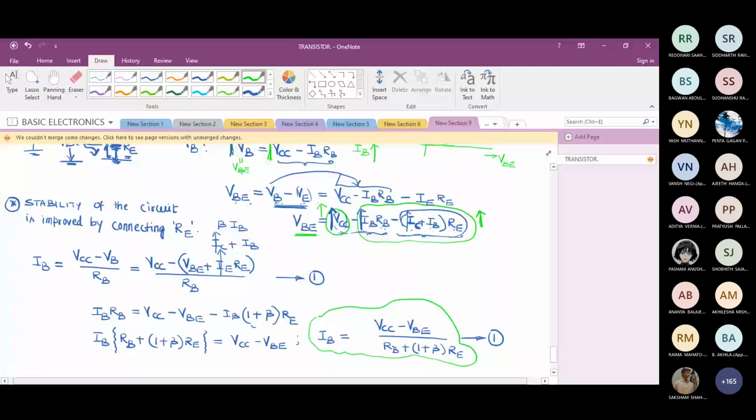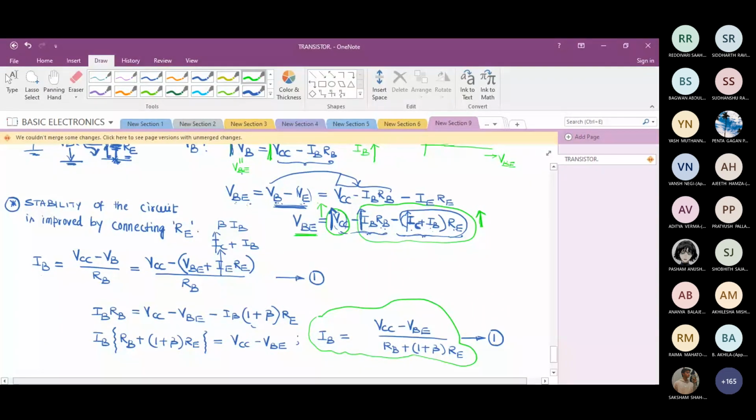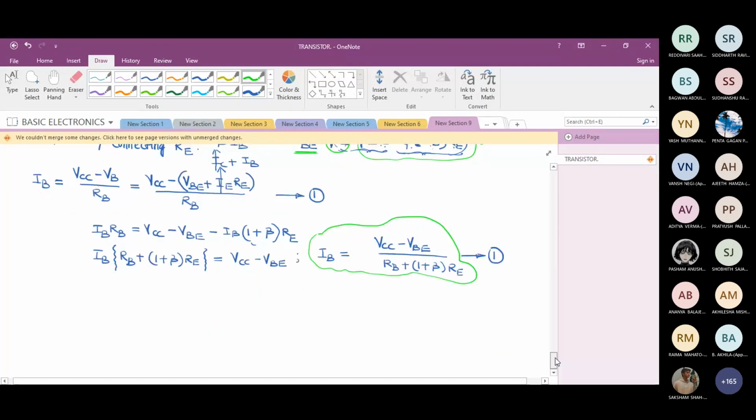If I ask you what is collector current, you need not spoil your head. It is very simple. IC equals beta IB, as simple as beta IB. And if I ask you what is emitter current in the circuit? IC plus IB. Do you understand how to find all the three currents in the circuit now, given a circuit? Yes, sir.